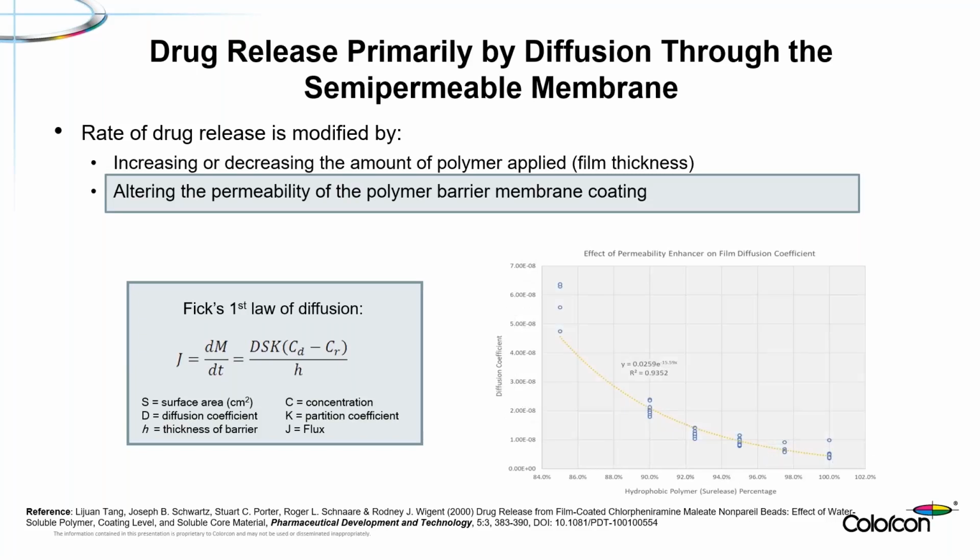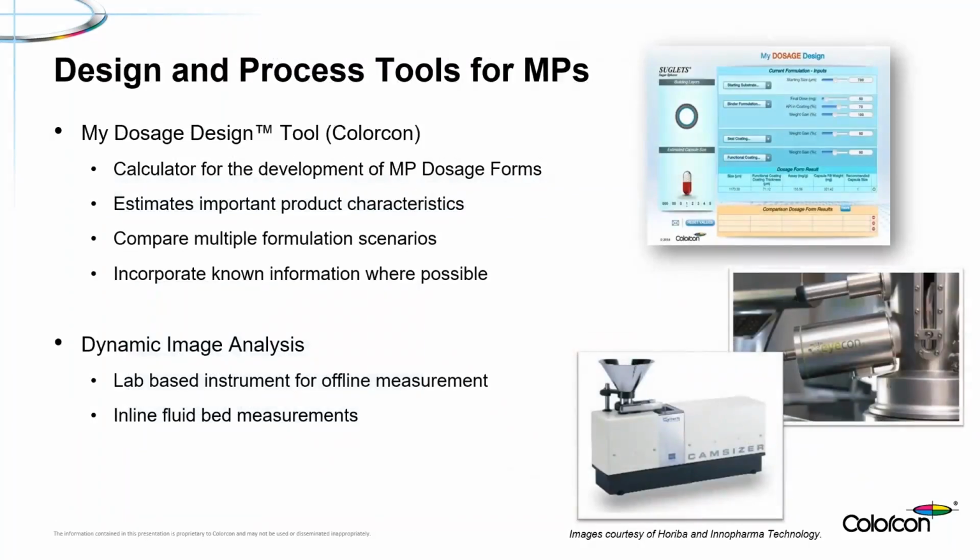We can see a similar effect when we examine the ratio of hydrophobic to hydrophilic polymers on diffusion coefficient. Not surprisingly, as the percentage of hydrophilic polymer increases, diffusivity increases. Also of note here, variability in diffusion coefficient appears to increase as the percentage of hydrophilic polymer increases above a concentration of 10%.